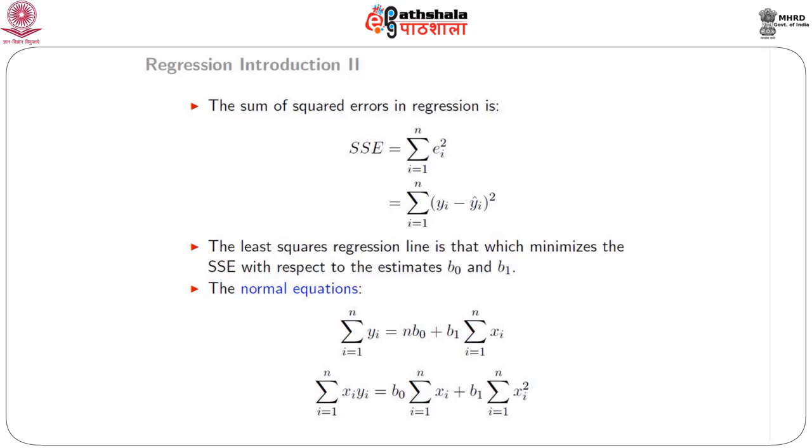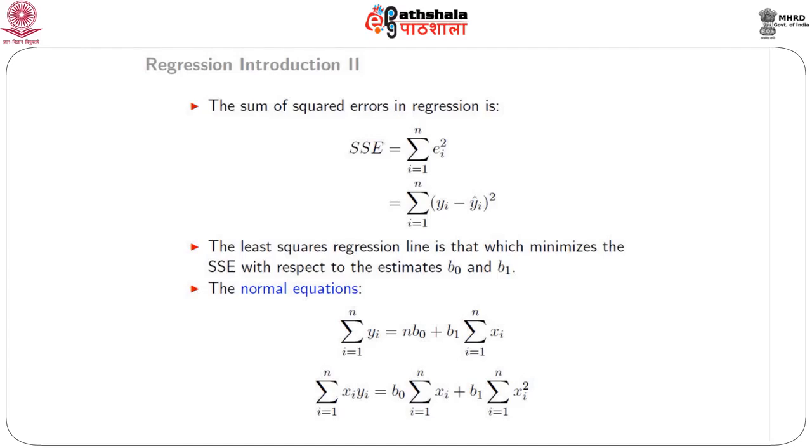So, what we are trying to do here is minimize the sum of square of these errors. So, we are trying to minimize SSE equals summation i equals 1 to n of y i minus y i hat whole square. Now, the least square regression line is that which minimizes this SSE with respect to the estimates of beta naught and beta 1. In order to obtain the estimates of these parameters, we take the first order derivative of the SSE with respect to beta naught and beta 1 and equate it to 0 to obtain the expressions for estimates of the parameters. These equations are called normal equations and they are of the following form.